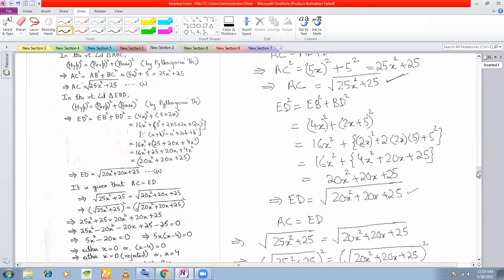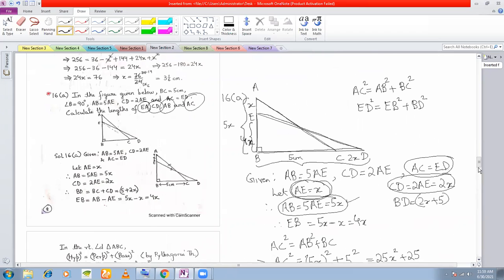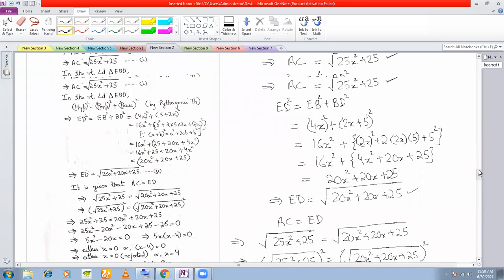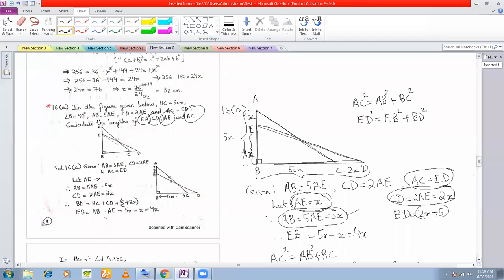Any question on any step in this problem? So how you have done AC, I have not understood. AC. Yes, sir. See, AC is this side, right? Of which triangle? This triangle, isn't it? Yes, sir.